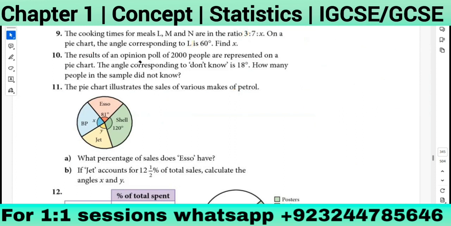The result of an opinion poll of 2000 people are represented on a pie chart. The angle corresponding to don't know is 18 degrees. How many people in the sample did not know?